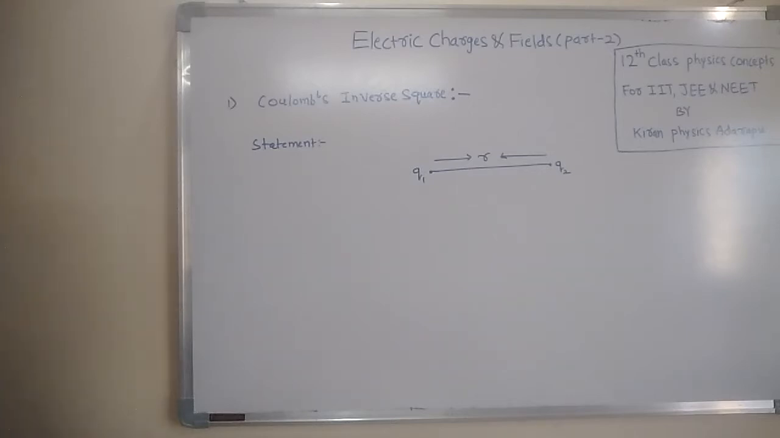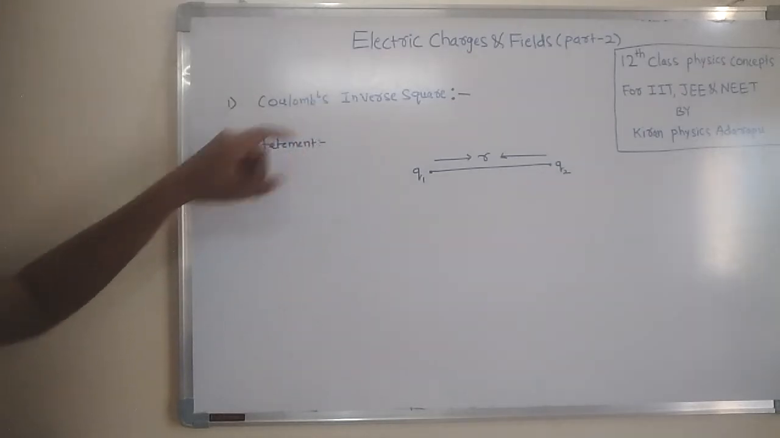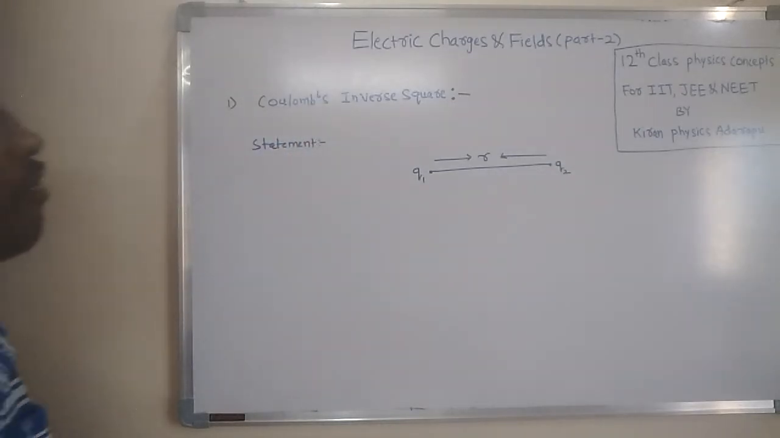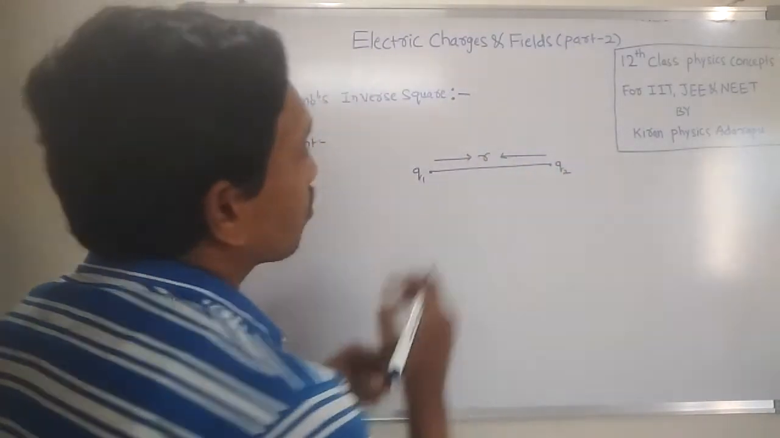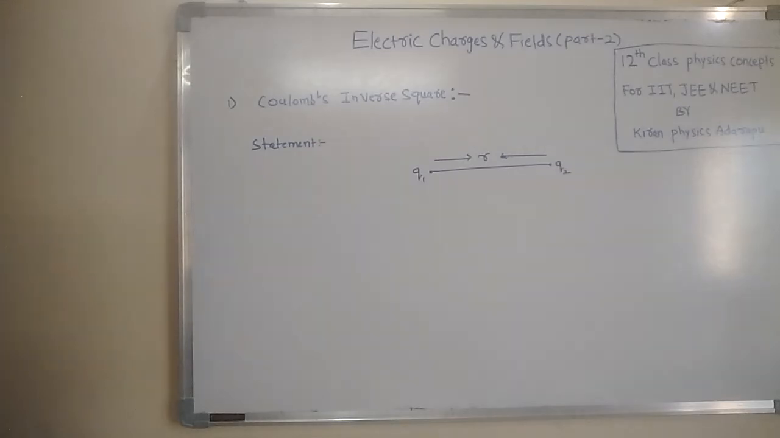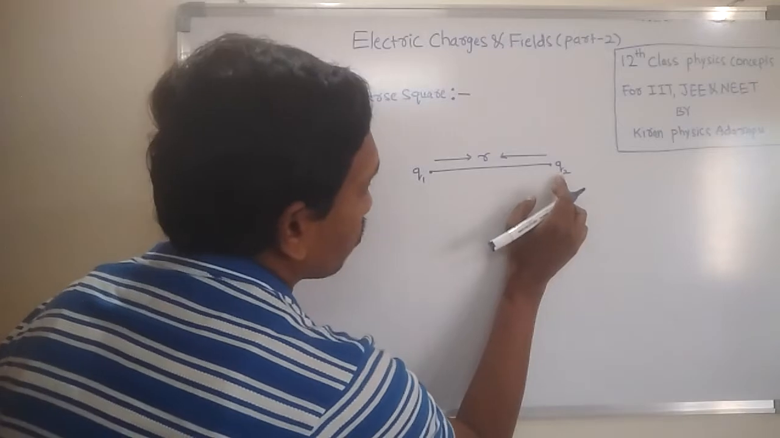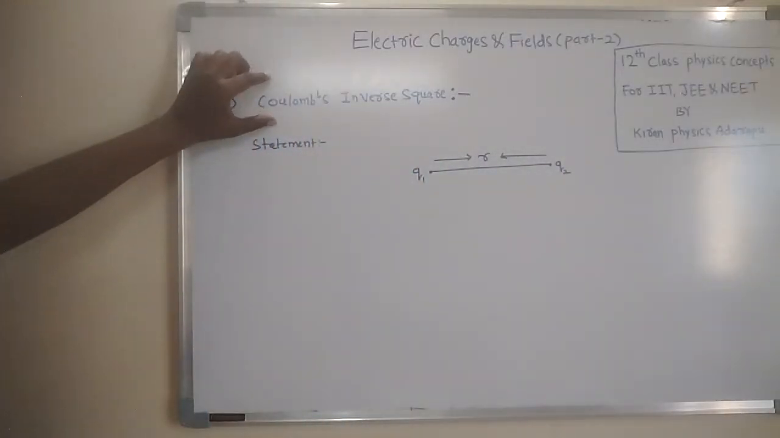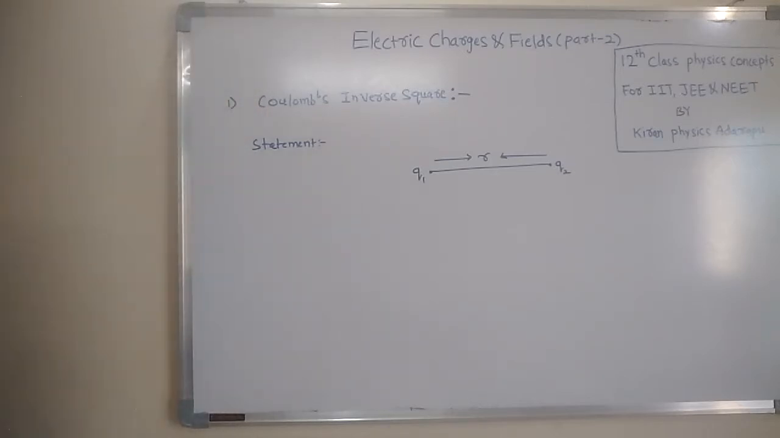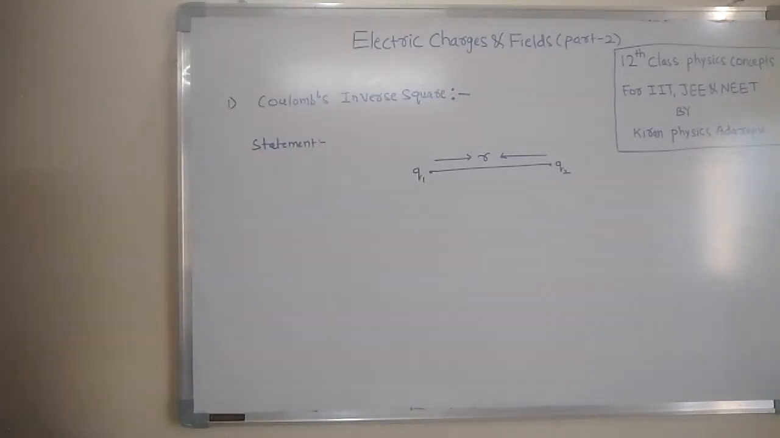The electric force expression is derived based on Coulomb's inverse square law. That's why we have to discuss Coulomb's inverse square law. First I consider two charges separated by some distance, and then an electric force exists. This electric force mainly depends upon the magnitudes of the two charges and the distance between them. How it depends is also explained by Coulomb's inverse square law.